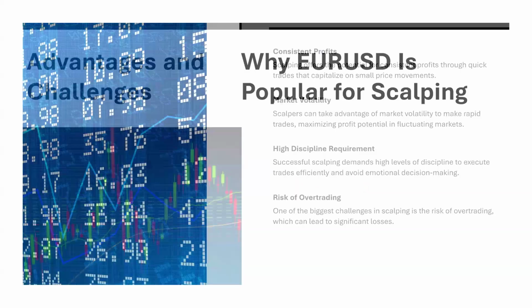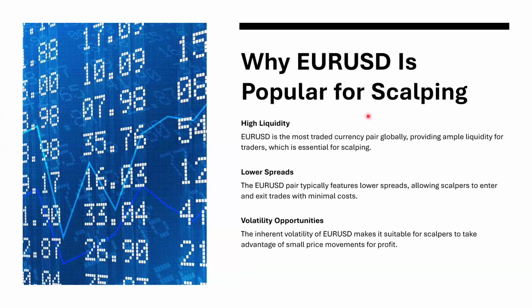So, why is Euro USD popular for scalping? Number one, high liquidity. Euro USD is the most traded currency pair globally, providing ample liquidity for traders, which is essential for scalping. It is the most traded currency pair globally.